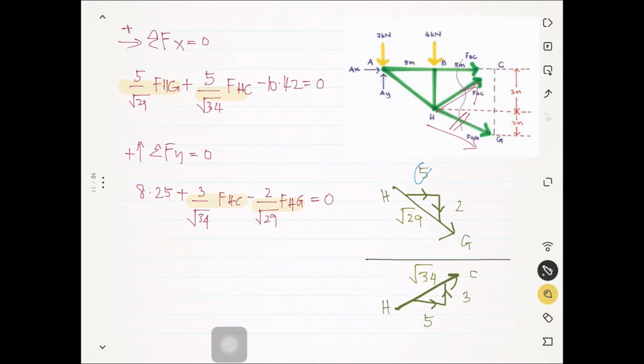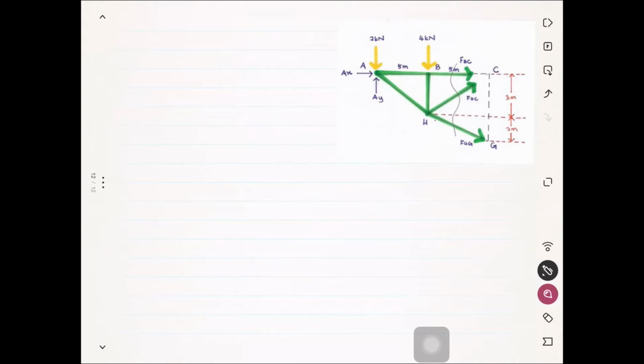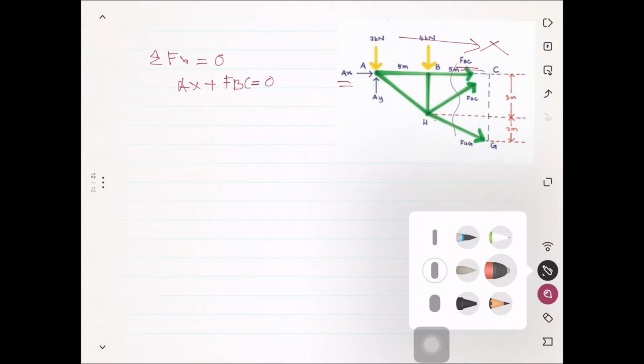So let's do the summation of moment. Okay, I want to find the force of BC. The force only has an x direction. So let's do the summation of Fx. So Fx equal to 0, which is we have Ax here, so Ax plus FBC equal to 0. Okay, we can't solve this equation because we have two unknowns here.